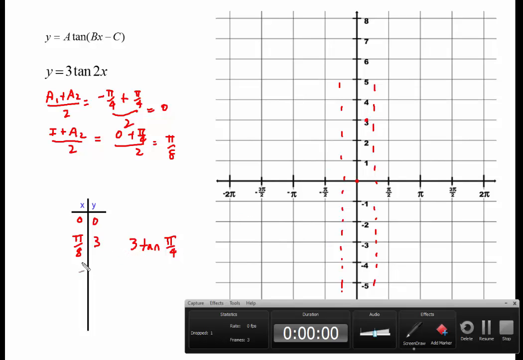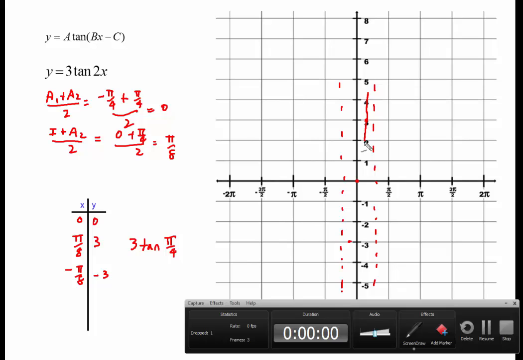And similarly, you could also say that, well, that's pi over 8. This is going to be from 0, negative pi over 8, which if you plug that in, you're going to get the tangent of negative pi over 4, which is negative 1. So you're going to get negative 3 here. And then you can connect your dots for one full period.